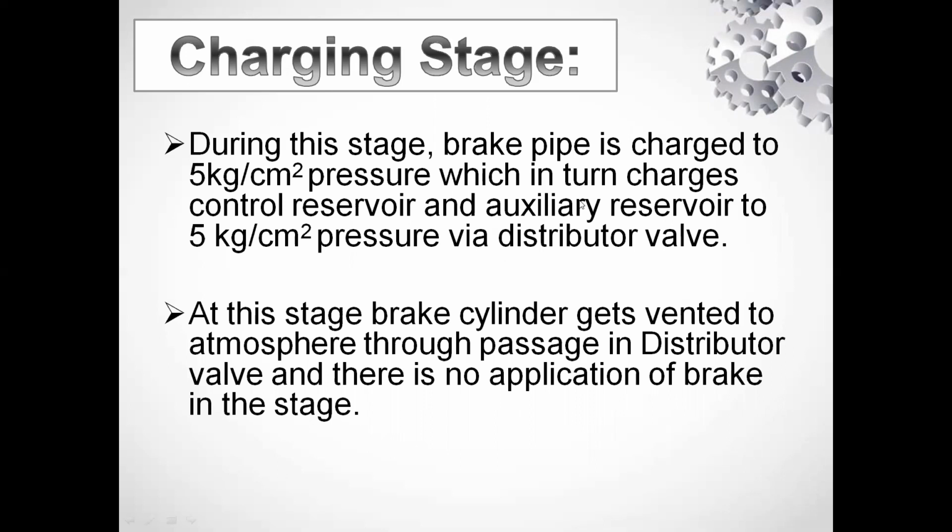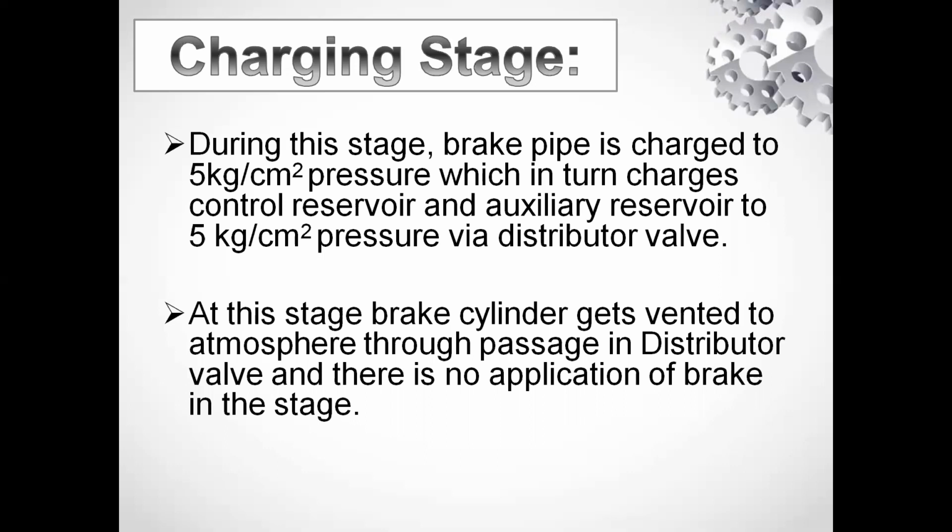During this stage, the brake pipe is charged to 5 kg per centimeter square pressure, which in turn charges the control reservoir and auxiliary reservoir to 5 kg per centimeter square pressure via the distributor valve. At this stage, the brake cylinder gets vented to atmosphere through the passage in the distributor valve, and there is no application of brake in this stage.